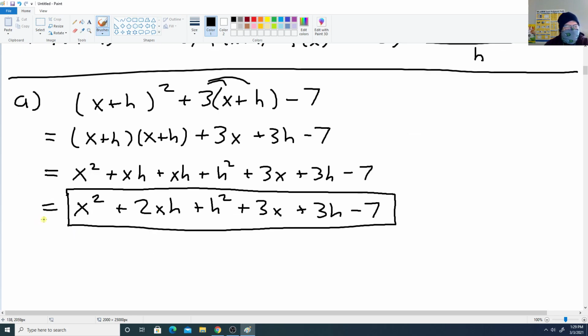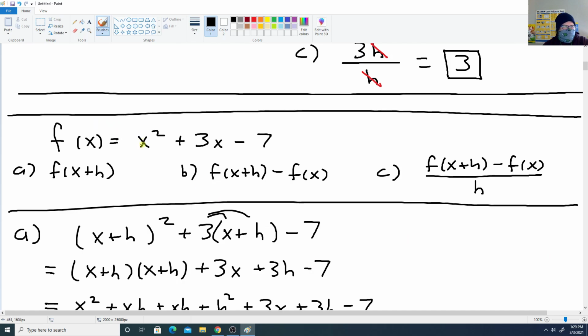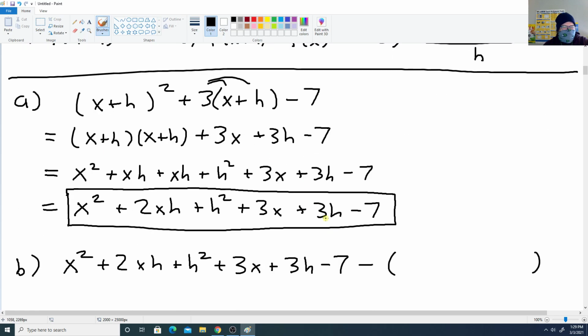Part B wants me to take this expression, this f of x plus h, and subtract f of x from it. So I'm going to recopy f of x plus h because I just calculated that in part A. So this is f of x plus h. And I'm going to subtract from it. I'm going to put my f of x function here. My f of x function is x squared plus 3x minus 7.